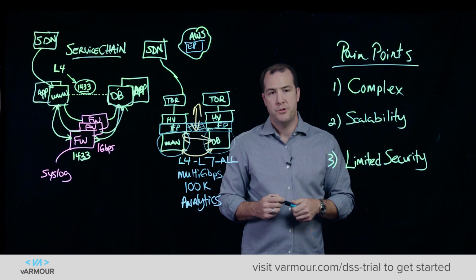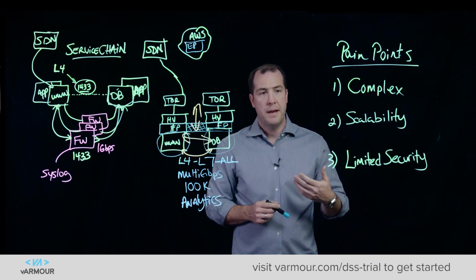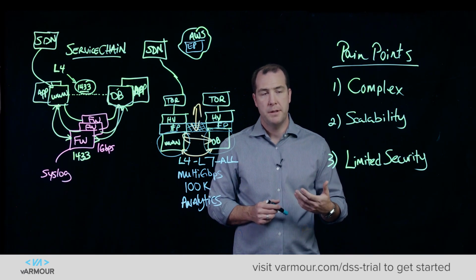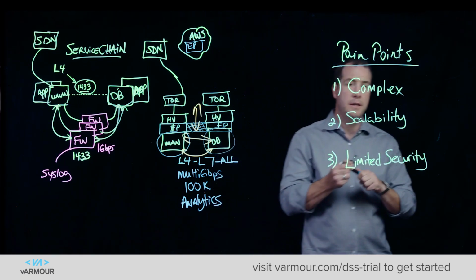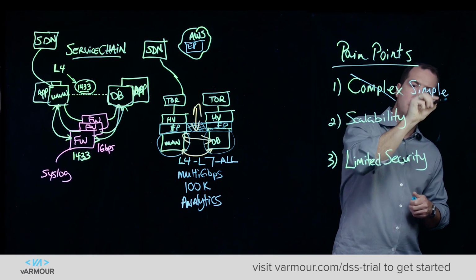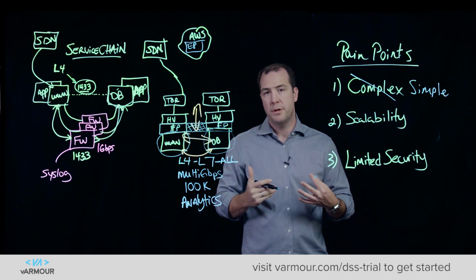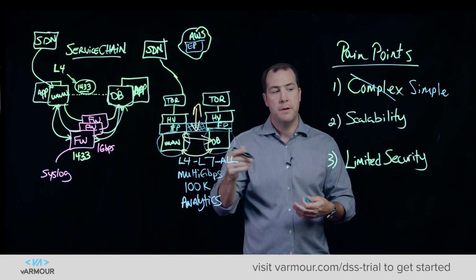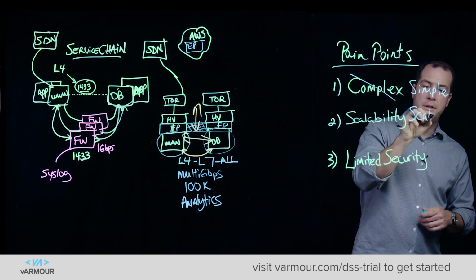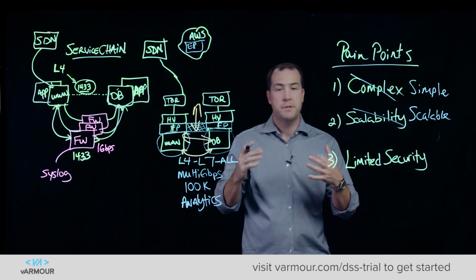So with vArmor's distributed security system, we get a simplified method to be able to do microsegmentation, layer 4 to layer 7 policy enforcement with integrated threat analytics. All right, so we create a simple way of doing this. We also can do it at multi-gig speeds across 100,000 workloads or more for the private and public cloud. So that gives us a scalable architecture across the board.